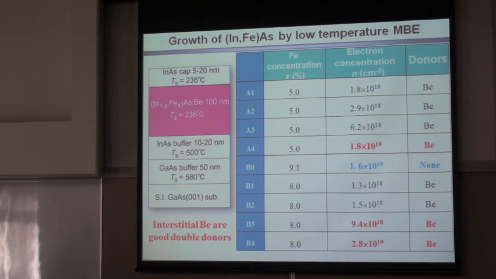And series B, we fixed the iron concentration here 8% and here 9.1%. Only this sample, we don't dope beryllium, but these are doped with beryllium. So we changed the electron concentration from 1.3 times 10 to the 18th up to 2.8 times 10 to the 19th. So we can control both iron concentration and electron concentration independently.